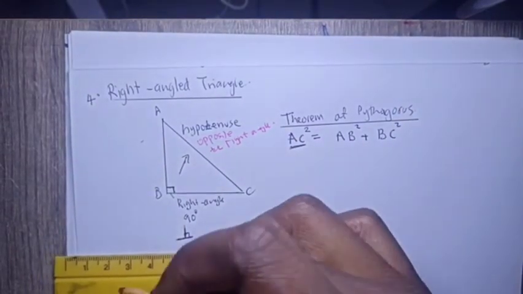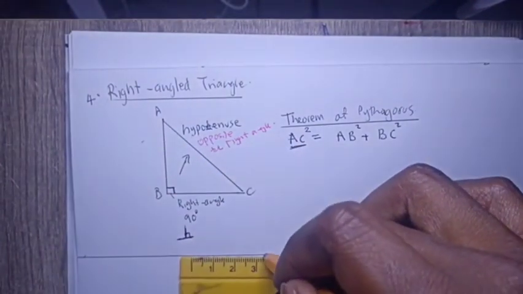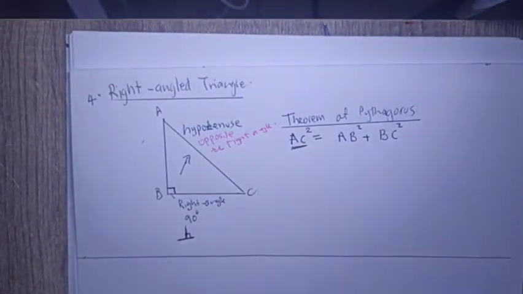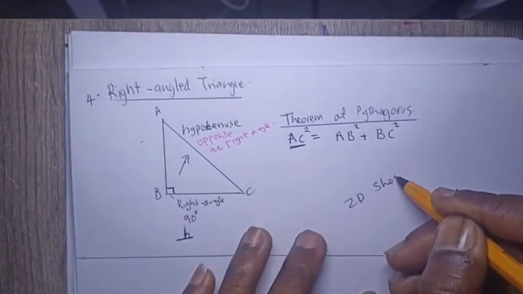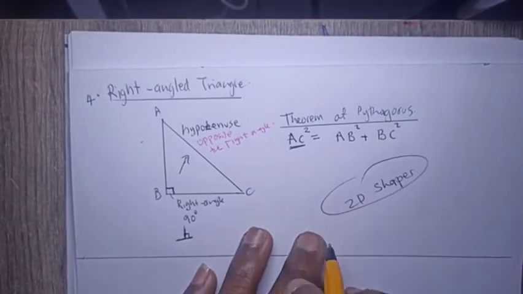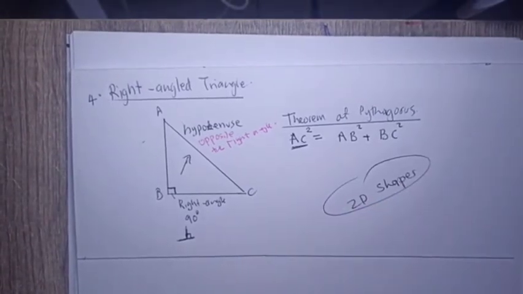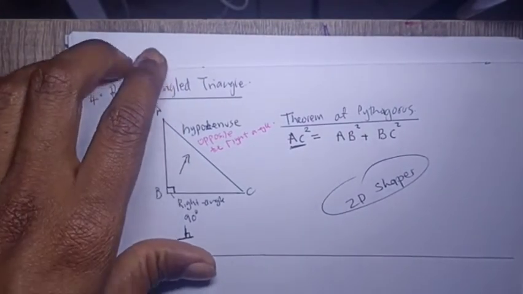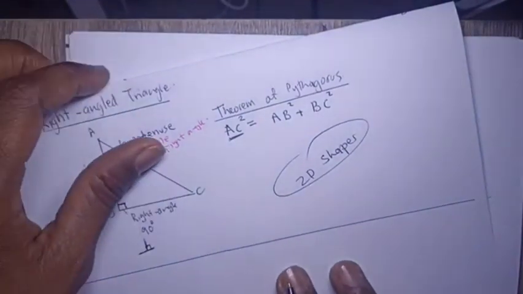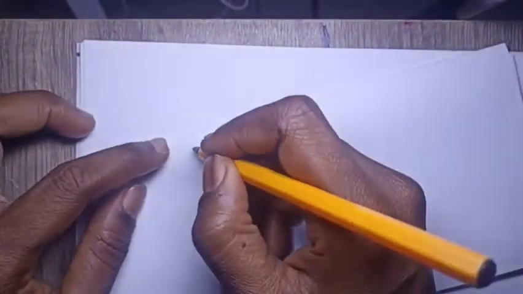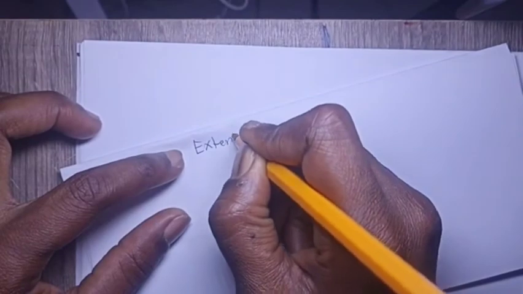Okay, let's do the last one, exterior angles in a triangle, and then we go straight to questions. So this is an introduction to 2D shapes, and then we're going to do quadrilaterals, your parallelogram, your rectangle, all of those fun shapes to work with. So let's do the last thing on this section. It's called exterior angles. Can I just fold this quickly so that you can see what I'm writing there? Exterior angles.